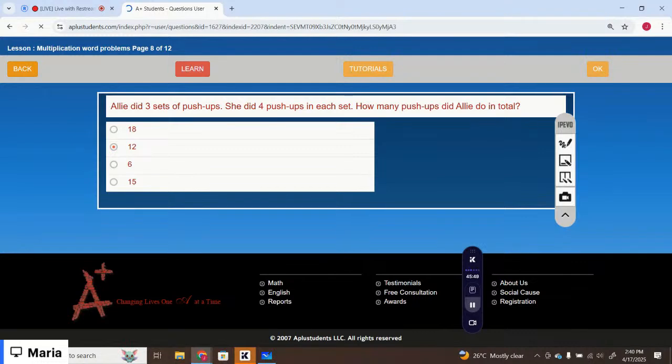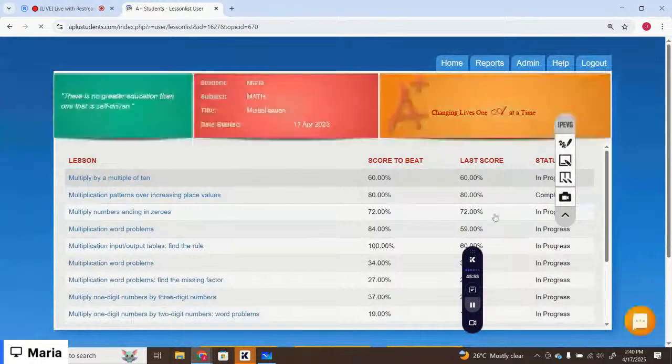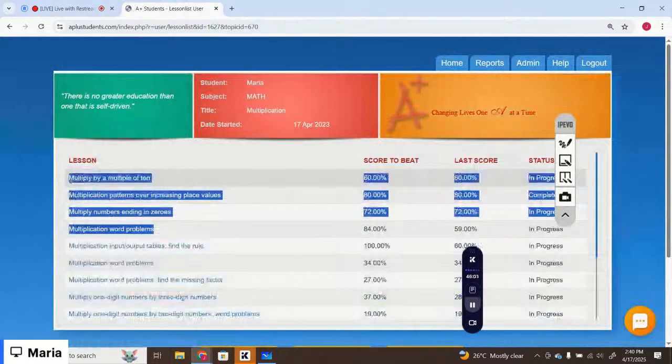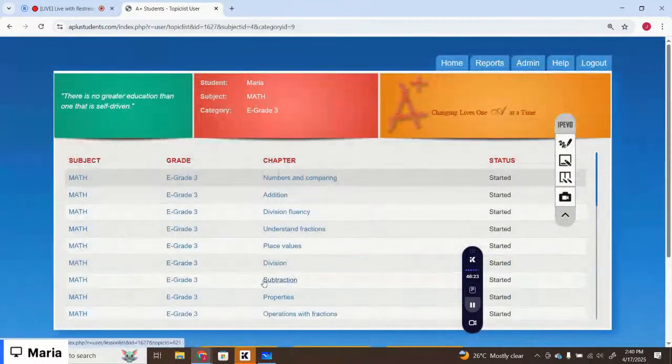So, we were working on grade 3 math. The chapter we were working on is multiplication. The lessons we have covered today are multiply by a multiple of 10, multiplication patterns over increasing place values, multiply numbers ending in zeros, and multiplication word problems. So please make sure before the next session you can complete all the practice questions for the lessons we just did. That is your homework until next session.